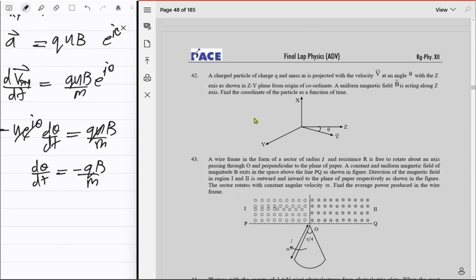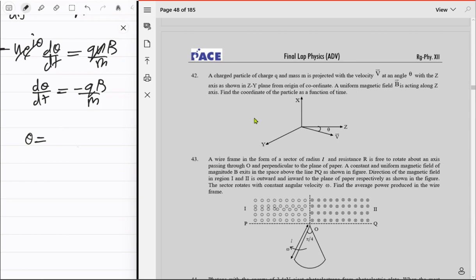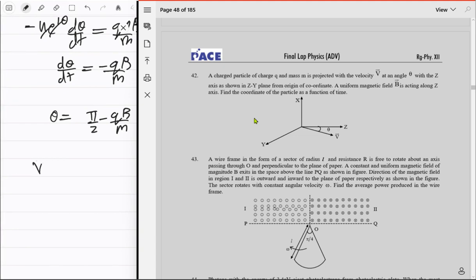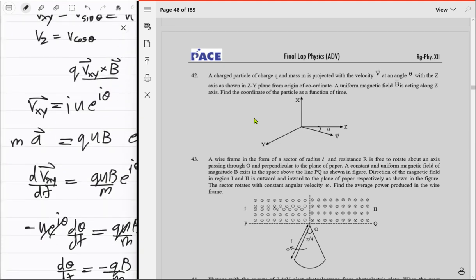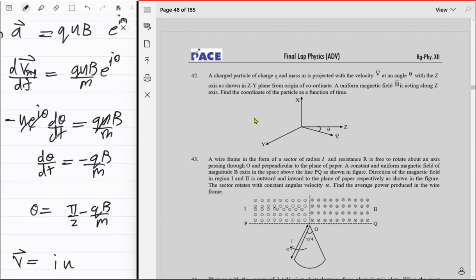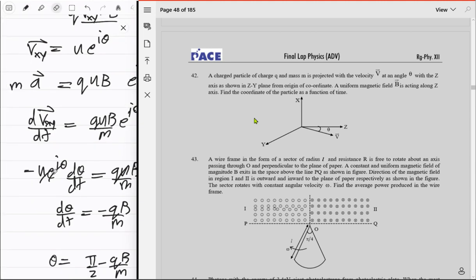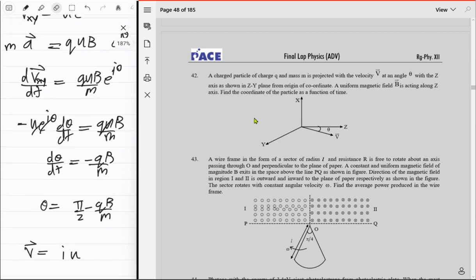Got it. So your theta is initially pi upon 2 minus qB upon m times t. So your v vector in the xy plane is of course i u e^(iθ). Was there necessarily an i over there? I don't think so. Initially there was no need for this i actually. Then instead of the negative, an iota will come here.